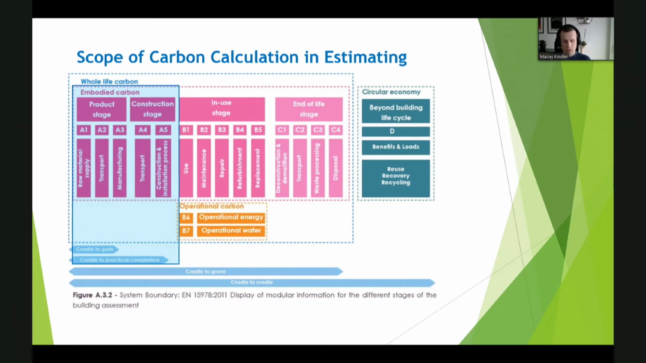This doesn't mean you can use this data for the whole life cycle calculation. It only means that to do that, you need to expand the process, you need to add another layer of information to it, and it's not such a straightforward thing. In case of the cradle to practical completion phase, you could do it technically from tomorrow.